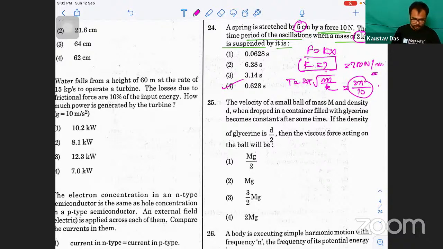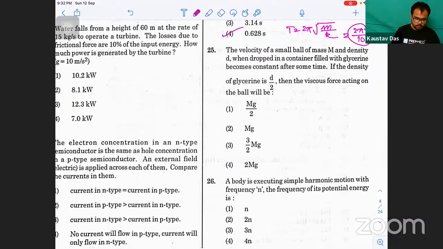Now come to question number 25. The velocity of a small ball of mass m and density d when dropped from a container filled with glycerin. So it is a question from the Archimedes principle and the force of buoyancy. And the glycerin density is also given to you, which is d by 2.